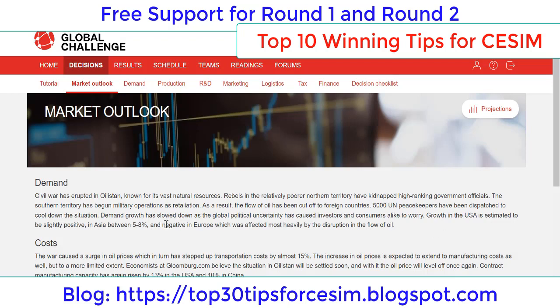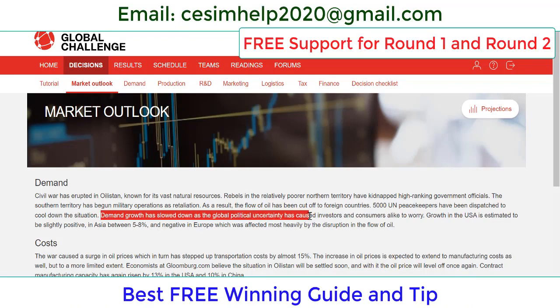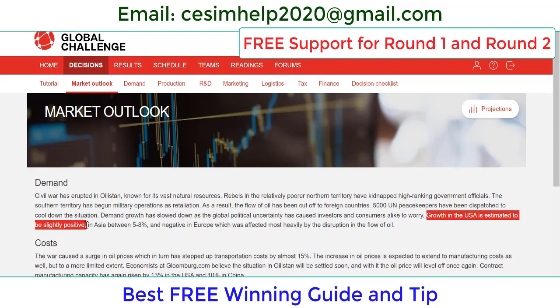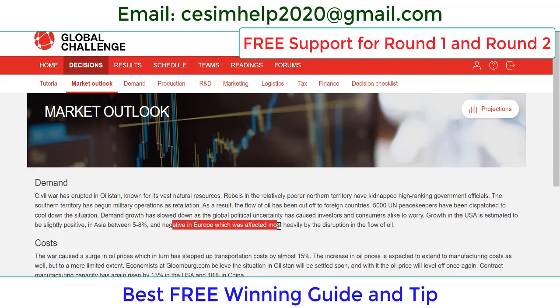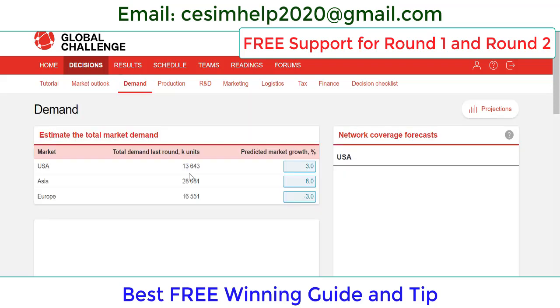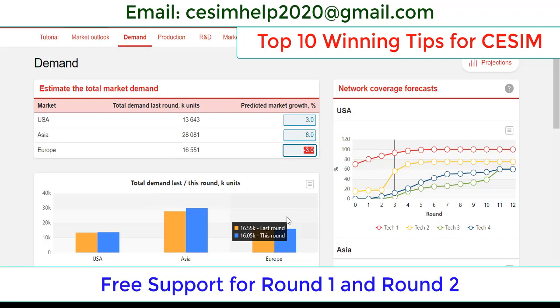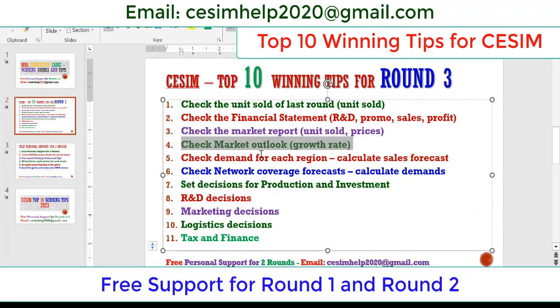So we see that the demand growth slows down in quarter 3, with growth in USA slightly positive, maybe 3%, Asia 5 to 8%, and Europe negative, maybe minus 3%. So we use these numbers as input here: 3% for USA, 8% for Asia, and minus 3% for Europe. So we check demand for each region and calculate the sales forecast.